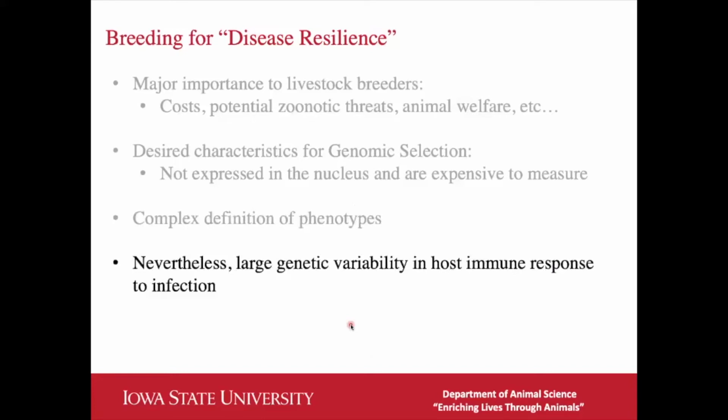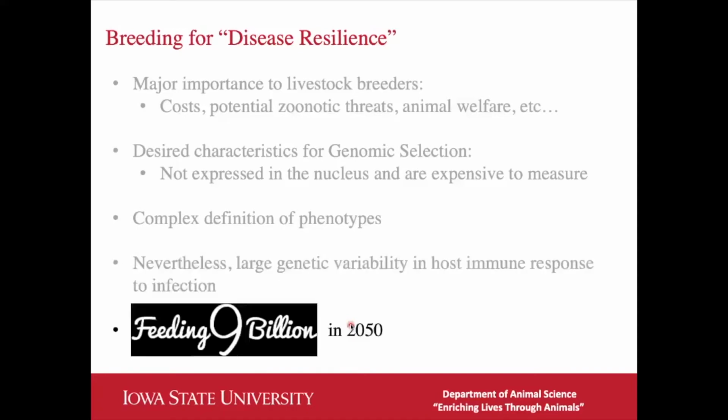But as I'm going to show you, we have been seeing a lot of genetic variability in the animal's response to infection. And finally, we need to feed about 9 billion people by 2050. So that's one way that we can help to achieve that.